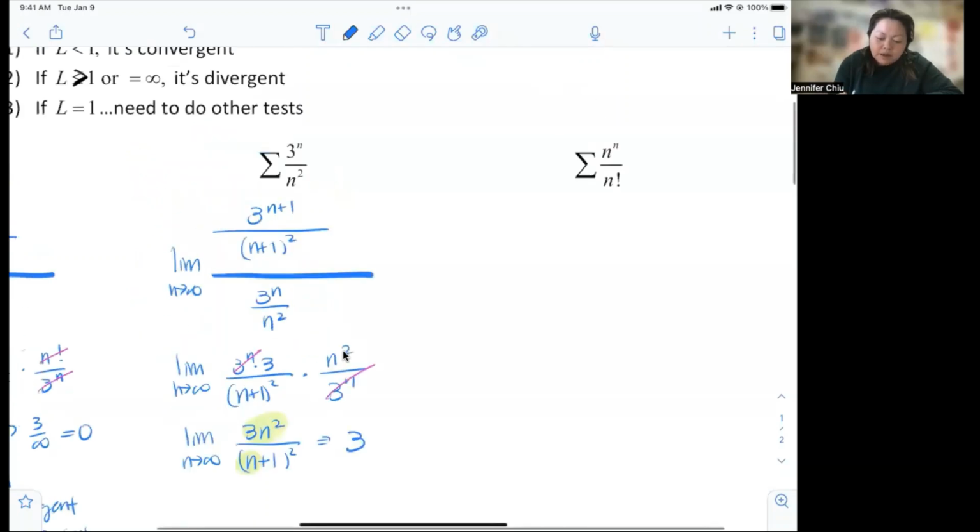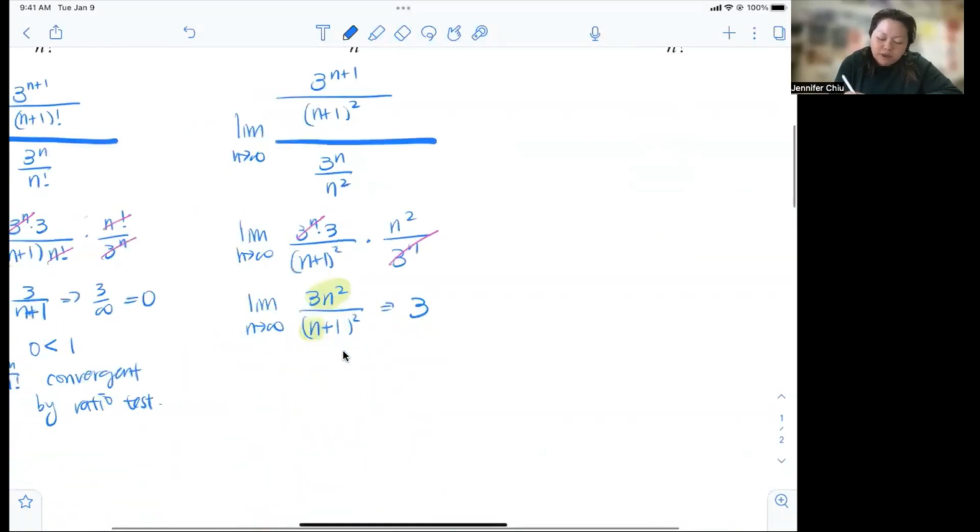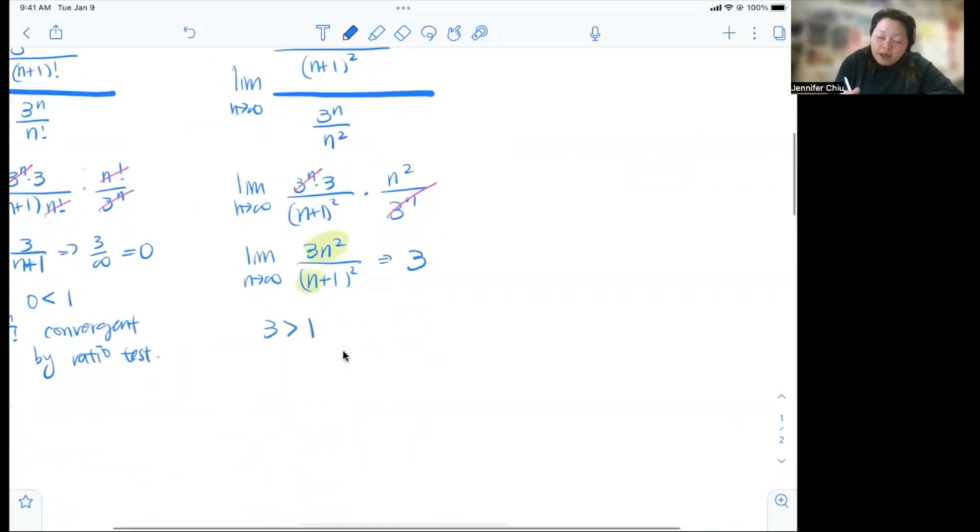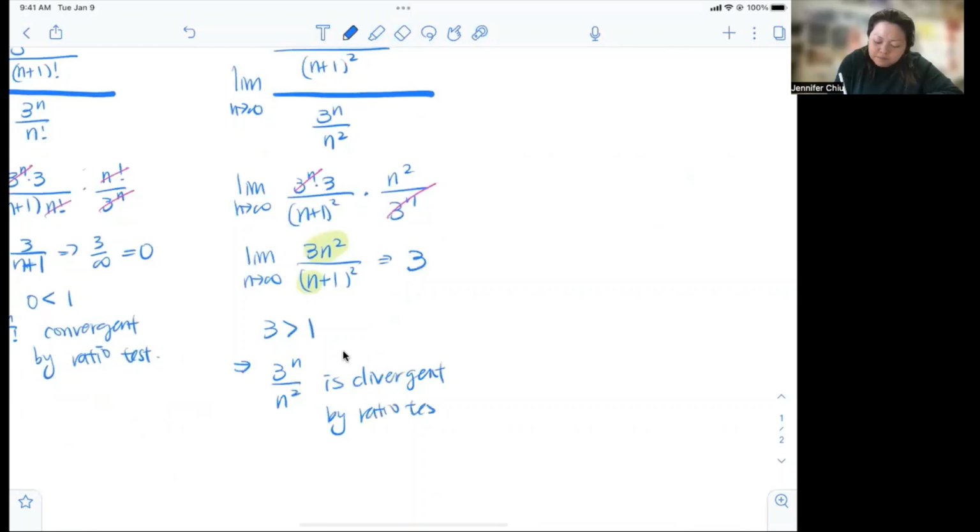Oh, awesome. Now 3, that's bigger than 1, right? So 3 is bigger than 1, hence this is divergent. So my original function of 3 to the n over n squared is divergent by the ratio test. Okay, very nice.